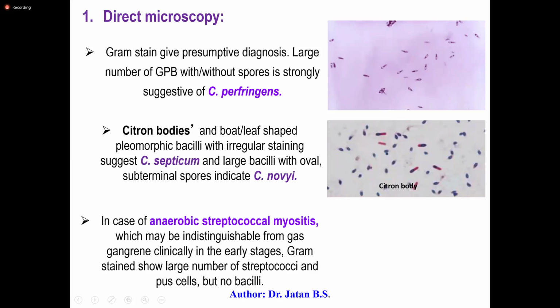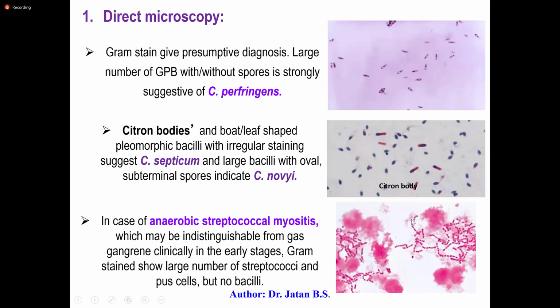But when you do the gram stain from the sample, you are not going to find gram-positive bacilli, but you are going to find gram-positive cocci in chains, with plenty of pus cells. This gram-positive cocci in chain is not Clostridium perfringens, but it may be Streptococcus pyogenes. So even Streptococcus pyogenes can cause myositis, which can look quite similar to gas gangrene sometimes. Did you understand? Yes, sir. Can I move on to the next slide?